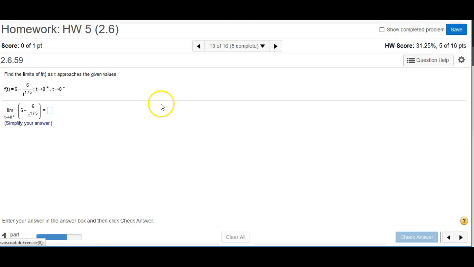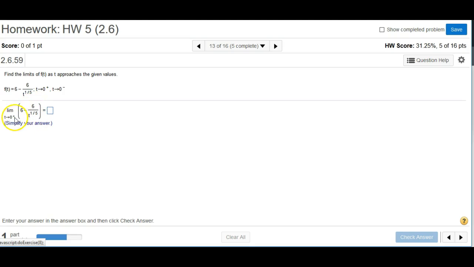And I'll do one more since Cole asked for this, 8 through 13. All right, so find the limits of f of t as t approaches the given values. Here we have f of t is 6 minus 6 over t to the 1/5. We want t approaching 0 from the right, t approaching 0 from the left. Okay, so the limit is t approaches a number when there's no t in it. So this guy just stays 6, right? This will always just stay 6. So I just have to worry about this part.